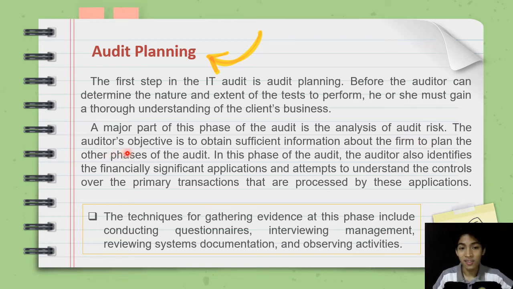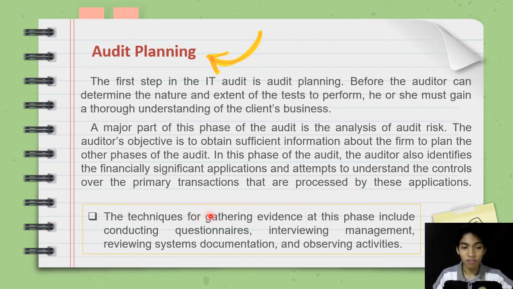The auditor's objective is to obtain sufficient, or enough, information about the firm to plan the other phases of the audit. The risk analysis incorporates an overview of the organization's internal controls. During the review of controls, the auditor attempts to understand the organization's policies, practices, as well as its structures. In this phase of the audit, the auditor also identifies the financially significant, or essential, applications and attempts to understand the controls over the primary transactions that are processed by this application.